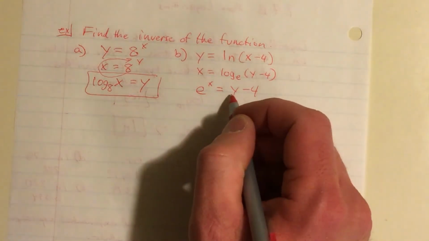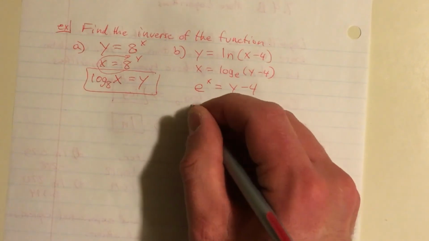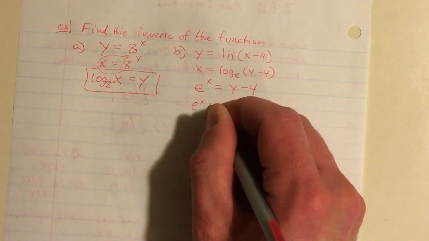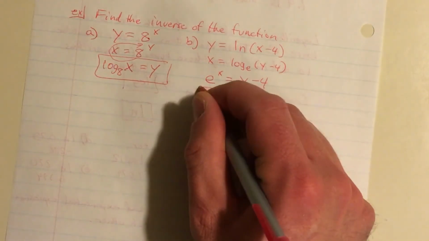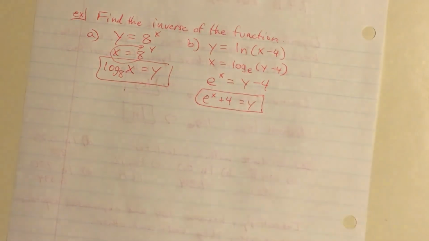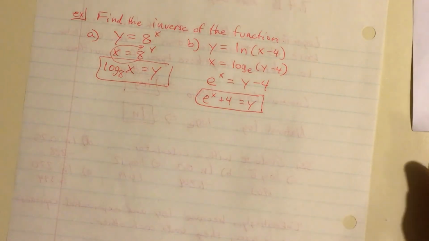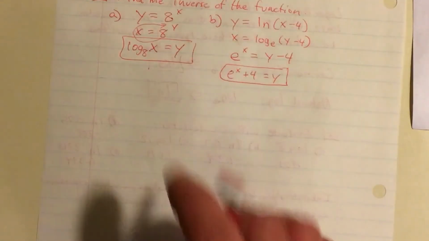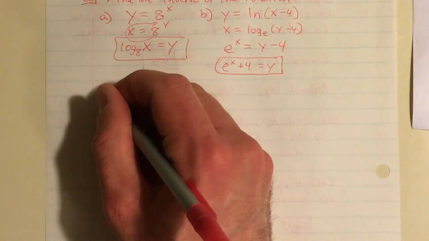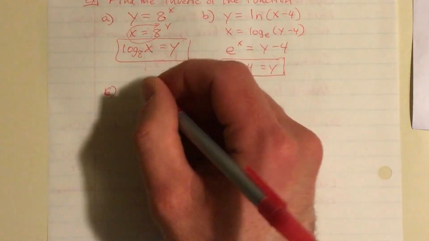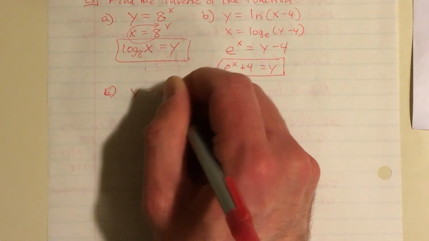Now we do need to solve for y, so we'll add the 4 over. We get e to the x plus 4 equals y. Man, we are doing some math. It's feeling good. All right, why don't you guys try this next one out? y equals 6 to the x. Go ahead and try it out.